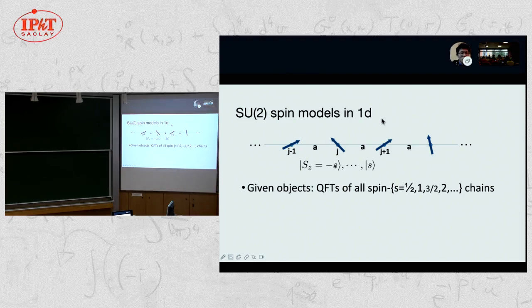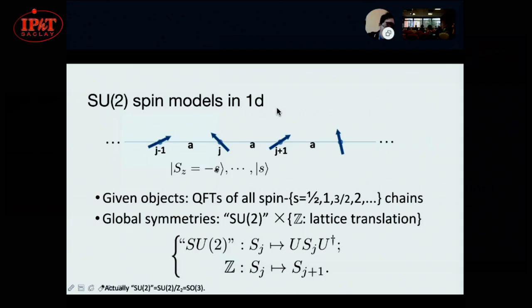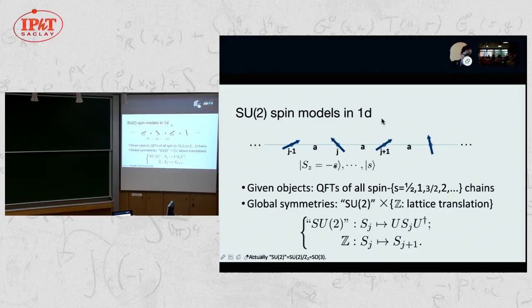The required symmetries of interest are the spin rotation symmetry, SU2, and the lattice translation symmetry, which is represented in a very conventional way. But one thing to be noted is that this spin rotation symmetry, although we denote it as SU2, is actually an SO3 rotation symmetry, because U and U dagger can have a sign ambiguity, which does nothing on the spin operator.